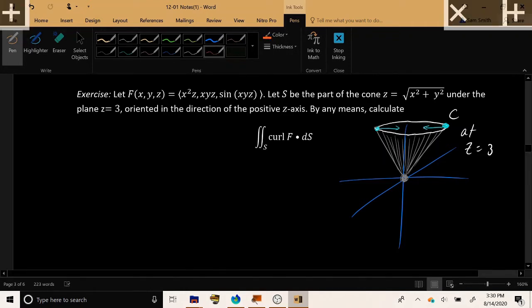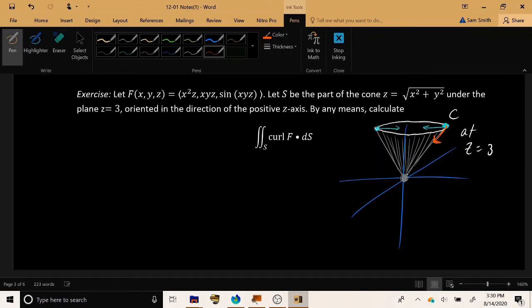Now notice that if our head is pointing in the direction of the positive z-axis, then the surface is located off in the direction of this red arrow. The other direction points toward empty space, and the cone itself would be in the direction of the red arrow at the point. So we want to make sure that that red arrow is on our left side as we are traversing this boundary curve C.